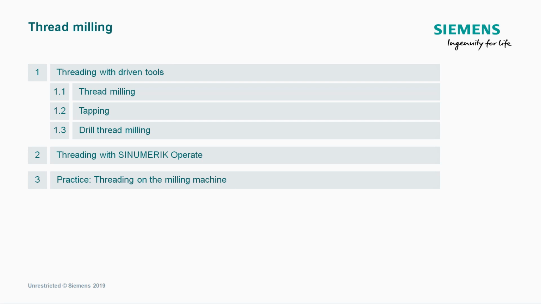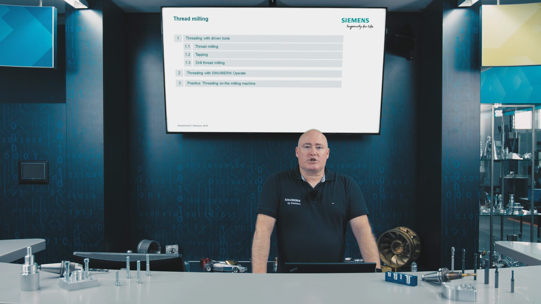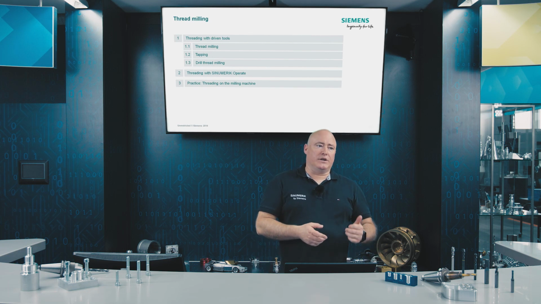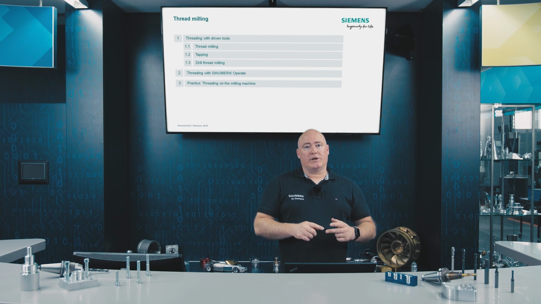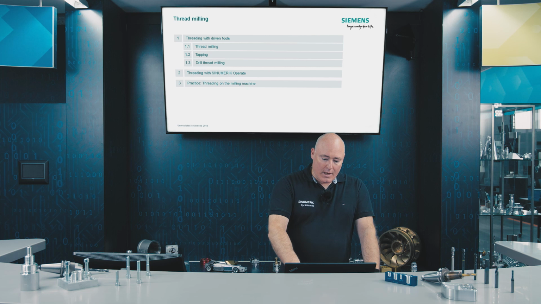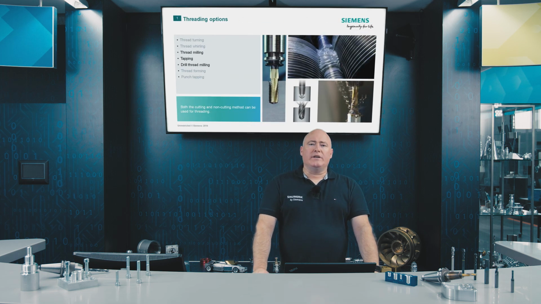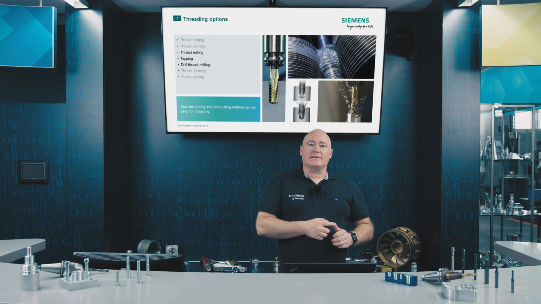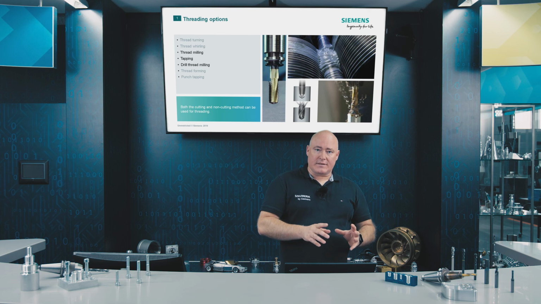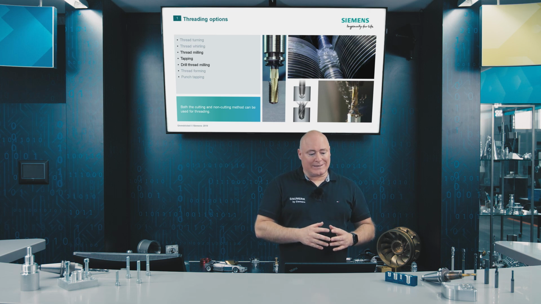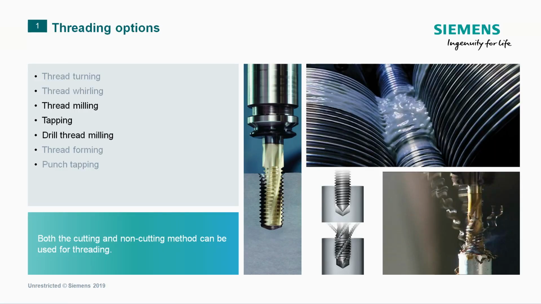We would also like to refer you to our video Basic Principles of Thread Types and Their Production, in which we took a detailed look at the definition, classification and primary functions of threads. The opportunities presented by threading include thread milling and tapping, both of which we will view again live in our practical section, and for the sake of completeness, drill thread milling. All manufacturing processes are included in Cinemeric Operate.